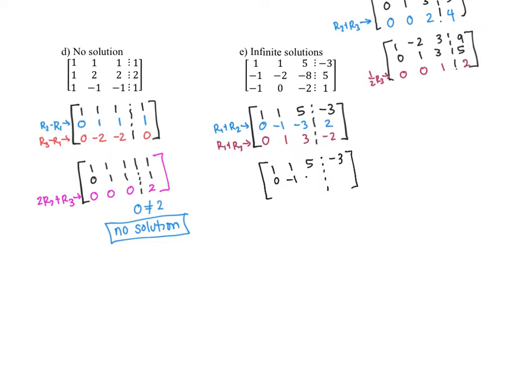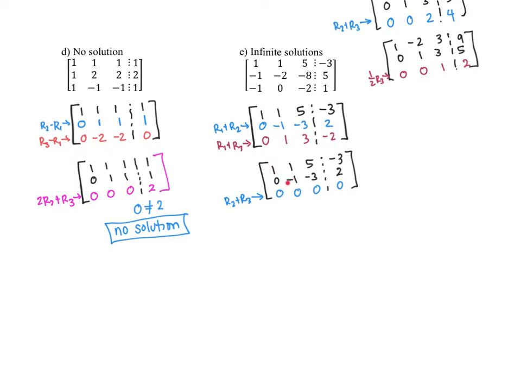I'm going to be okay with my second row, although I could times it by negative 1 now. Okay, for my last row, what am I doing? I'm canceling out that 0, so I'm going to do R2 plus R3. 0, 0, 0, 0. Okay, so I can tell right now it's going to be 0 equals 0, infinite solutions, but this is not actually in row echelon form yet because I have the 1 here.